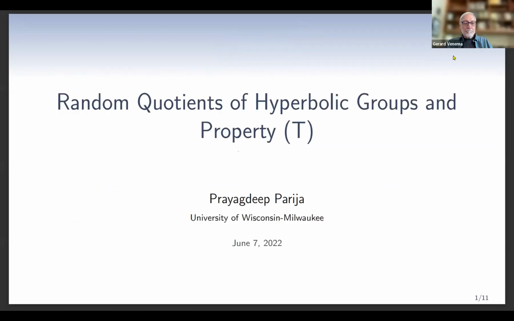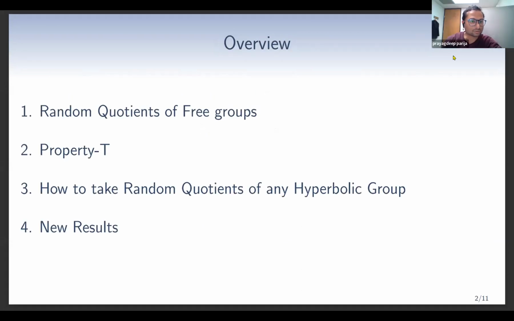So I'm going to talk about random quotients of hyperbolic groups and property T. I'm going to start off with talking about random quotients of free groups, which you might have heard about as random groups. Then I'm going to talk about what property T is. And then I'm going to talk about how to extend this business of taking random quotients from free groups to any hyperbolic group. And then I'm going to talk about some new results.